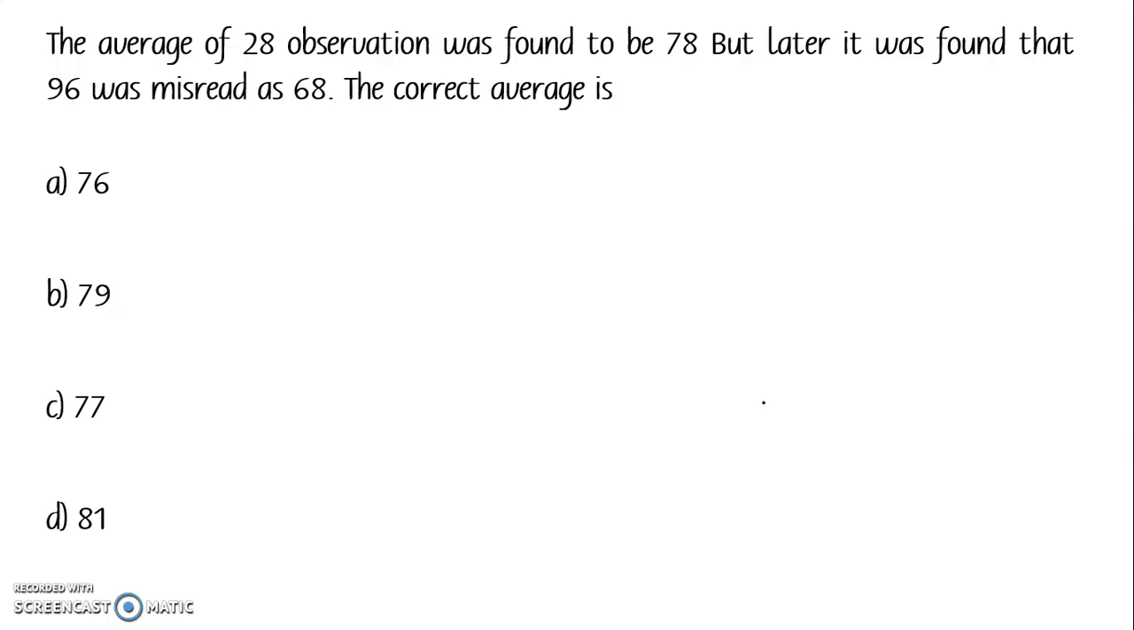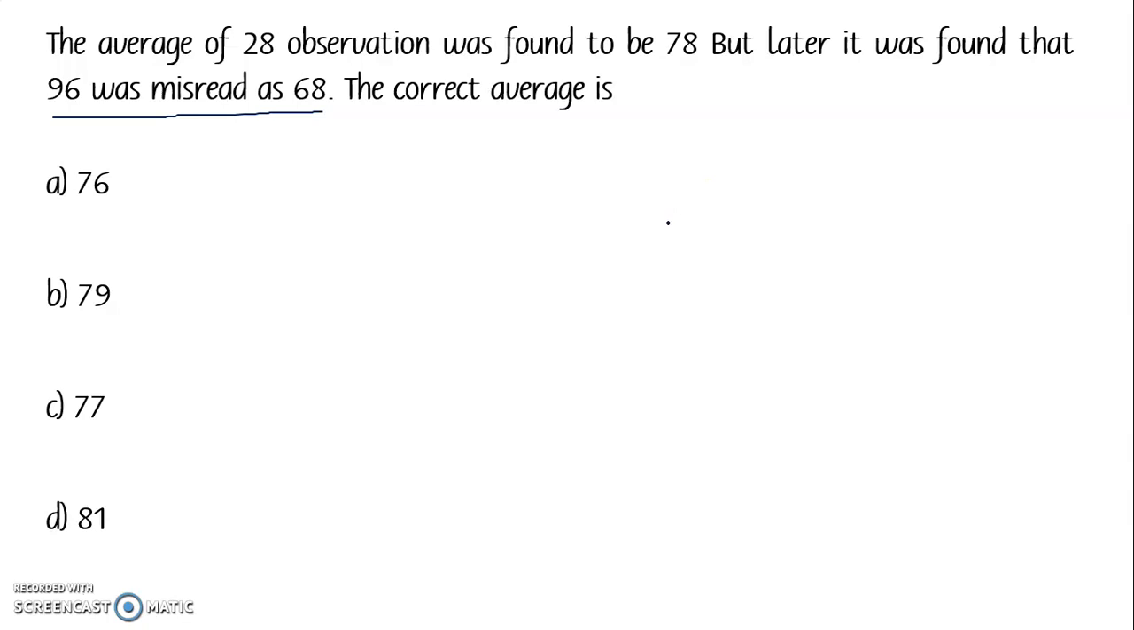The average of 28 observations was found to be 78. But later it was found that 96 was misread as 68. What is the correct average? They found an average, and after finding it, they noted that there was a mistake with the observation. Sometimes they might have added something more, or sometimes something less. So what are we going to do with this?